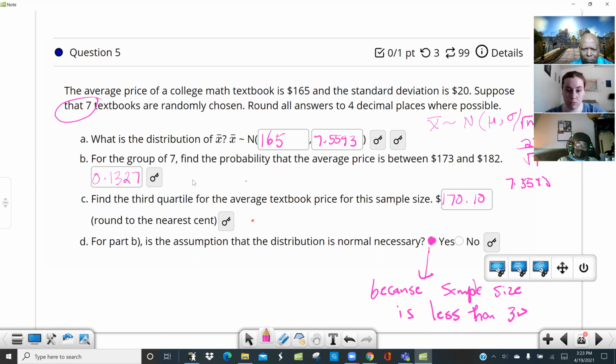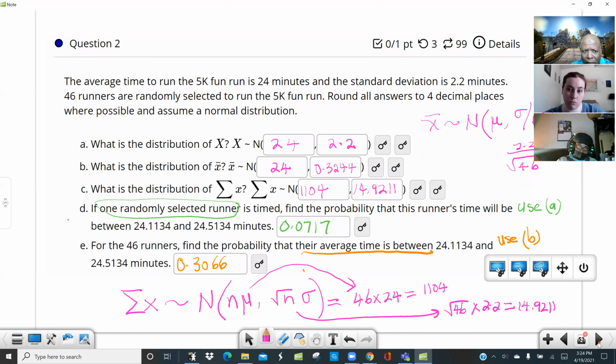Then we ended up with another example. The sample size this time was less than 30. So it was necessary to assume that the original distribution is normal, just to make sure that the central limit theorem is followed. And I think the others were covered very carefully in the recording.